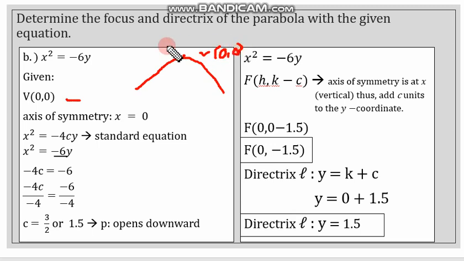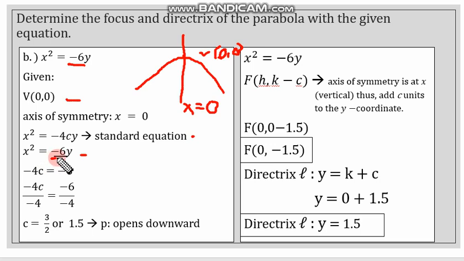So, the axis of symmetry is at x. Okay, our axis of symmetry is vertical, which is equal to the value of h in the vertex. That's our axis of symmetry, which is equal to 0. So you will use this equation, x squared is equal to negative 4cy, since our equation has a negative sign. Excuse me, so x squared is equal to negative 6y is the given.